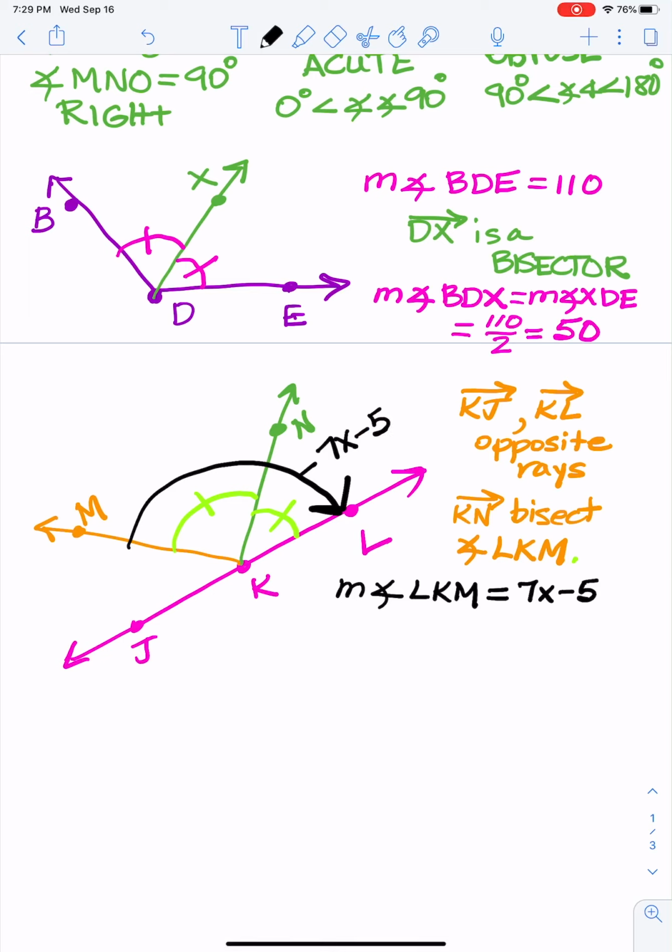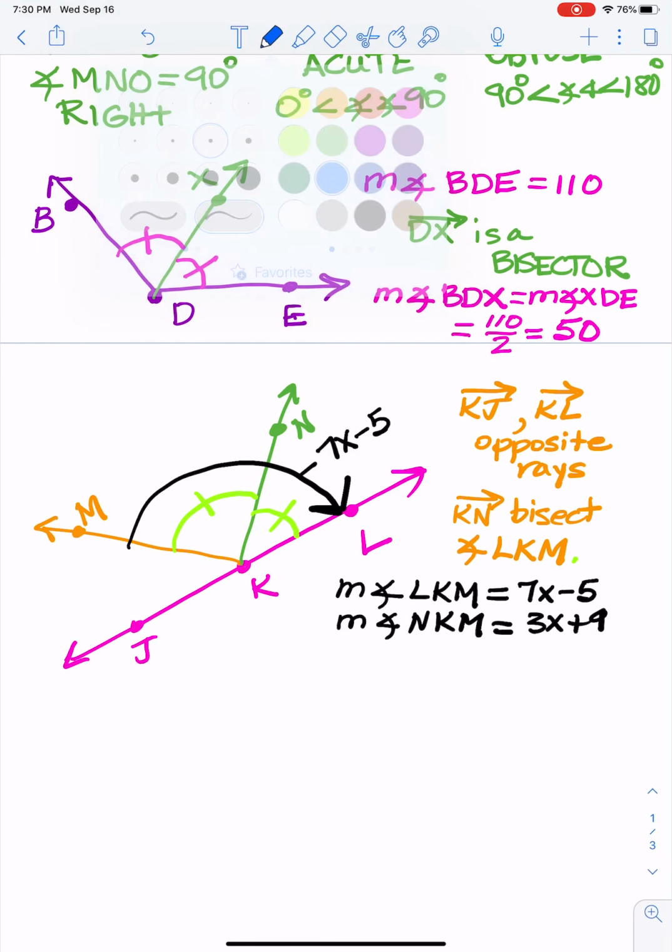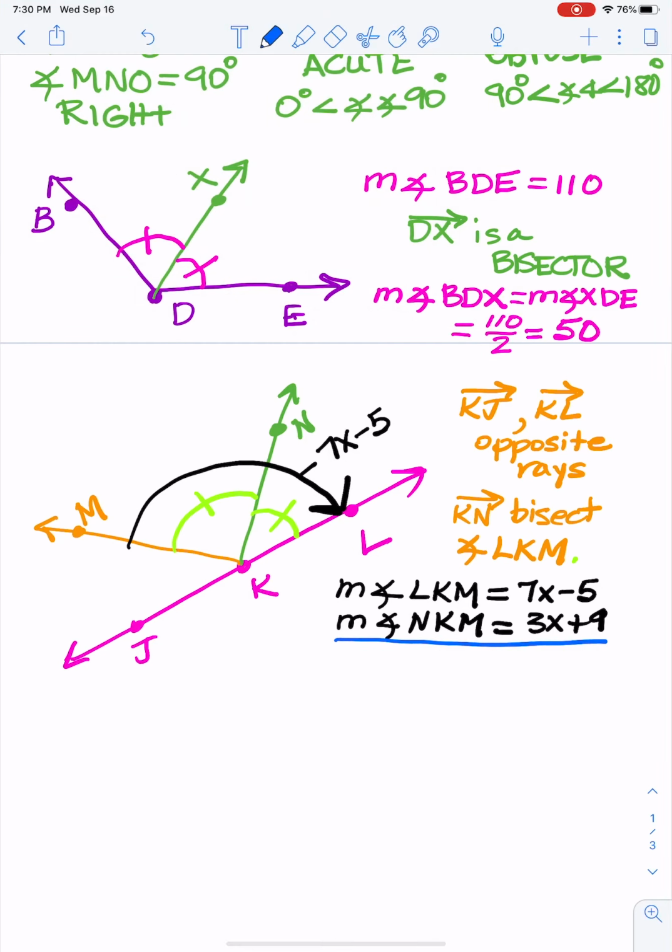The other instructions say that the measure of the angle NKM is equal to 3x plus 9. N to K to M. I'm going to change my color here. So the measure of NKM, N to K to M, that's only this portion. That is 3x plus 9.